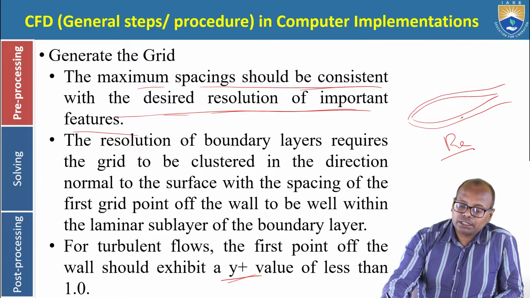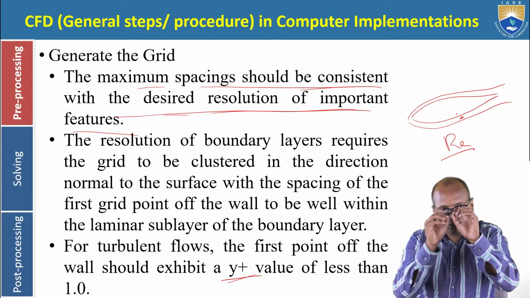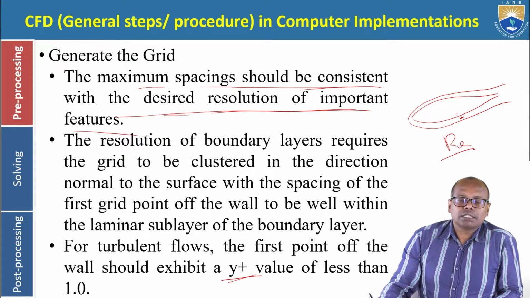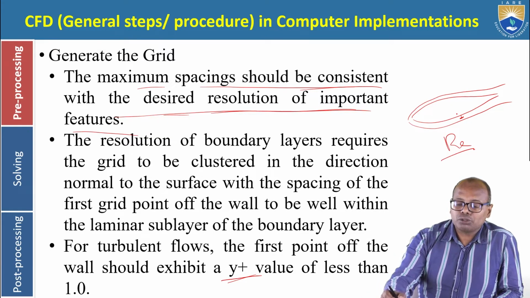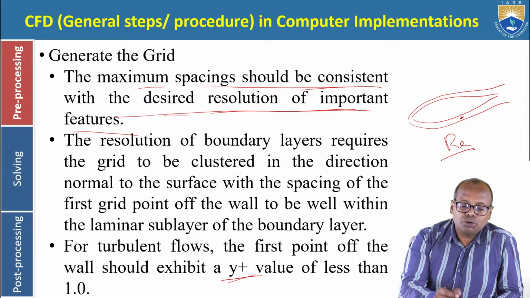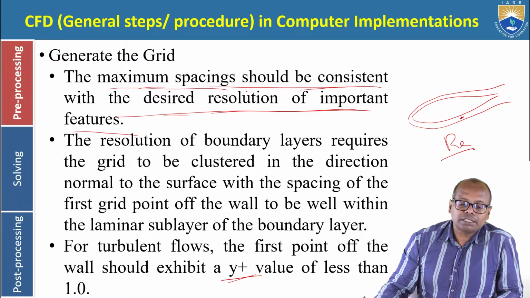Based on that, we have to find out the first layer thickness. The first layer, what is the distance of the first element from the surface. That is called the first layer thickness. So what the first layer thickness should be, that also we have to identify. Based on that, we have to see that the first element is within the boundary layer in all the regions. So like that we have to identify the spacings.